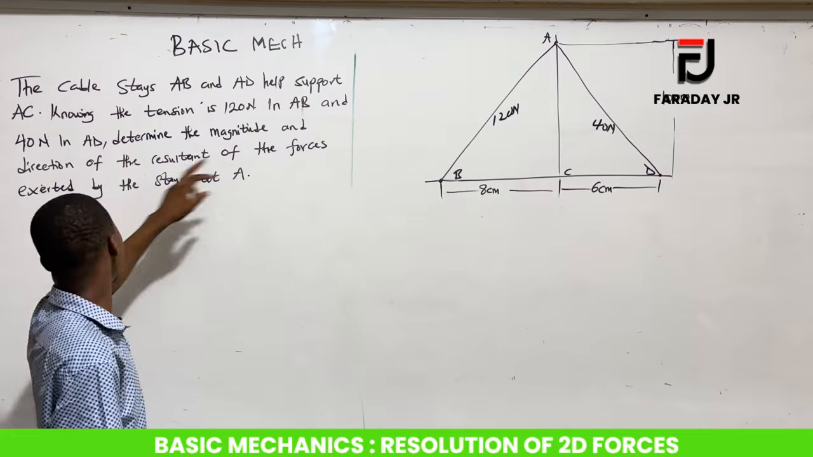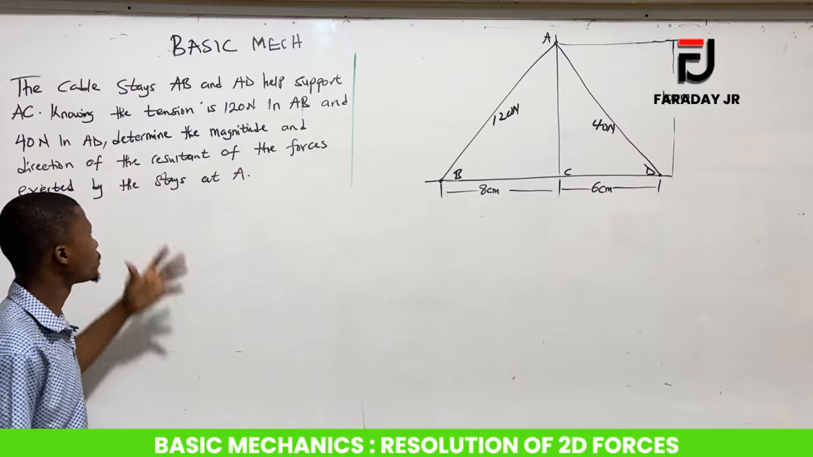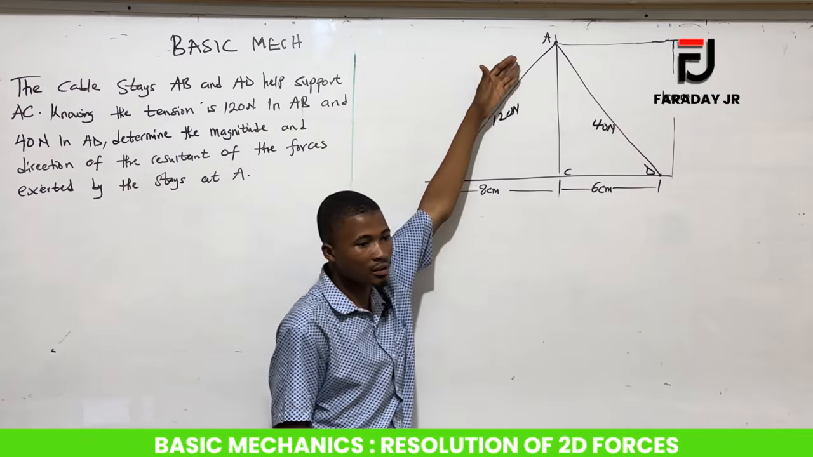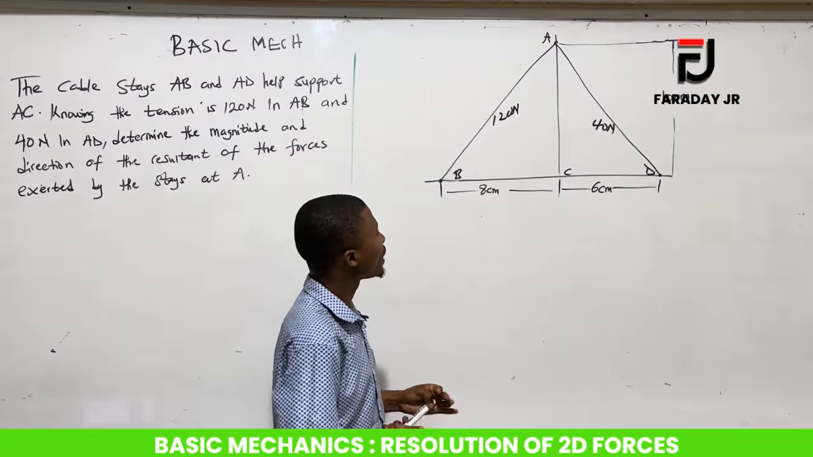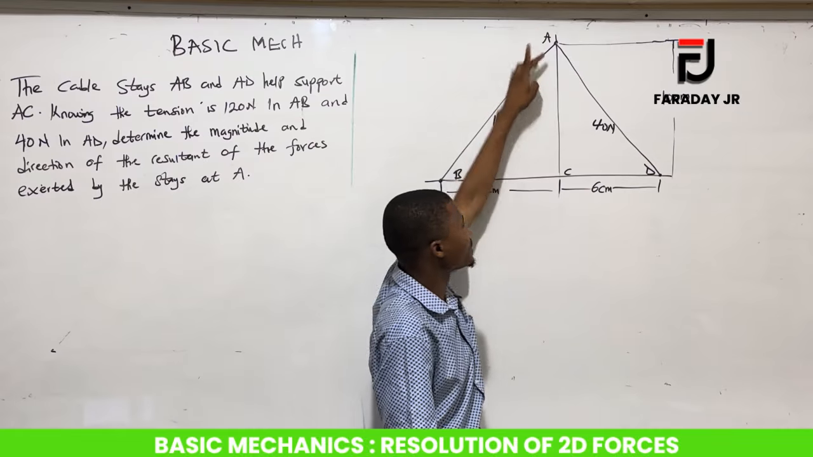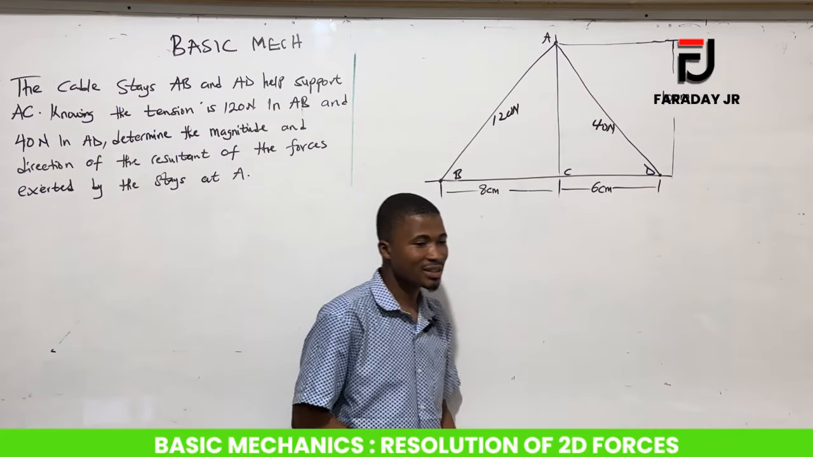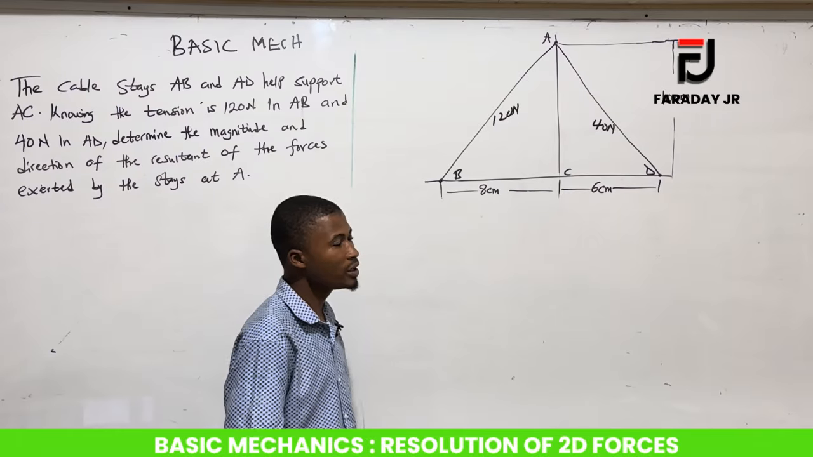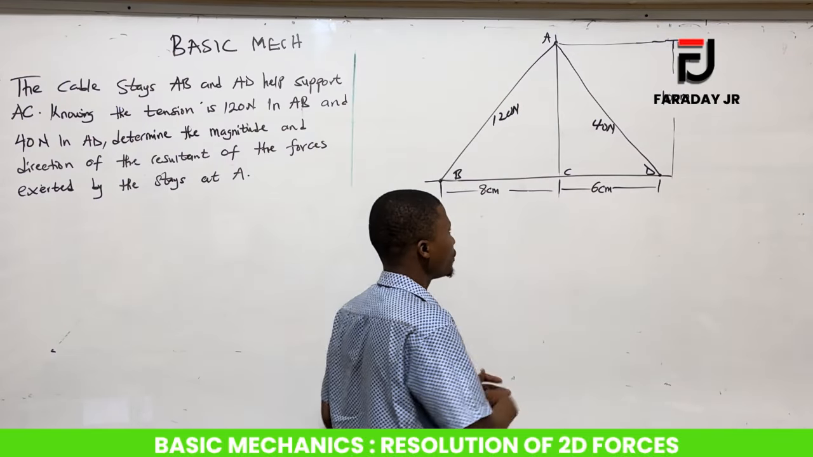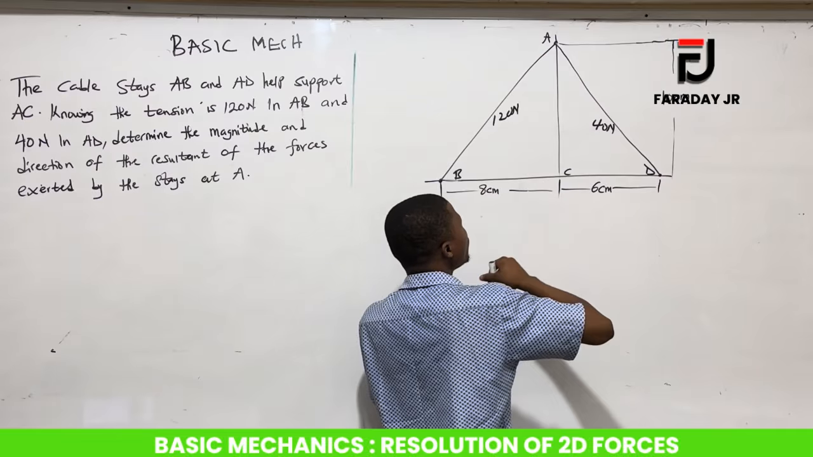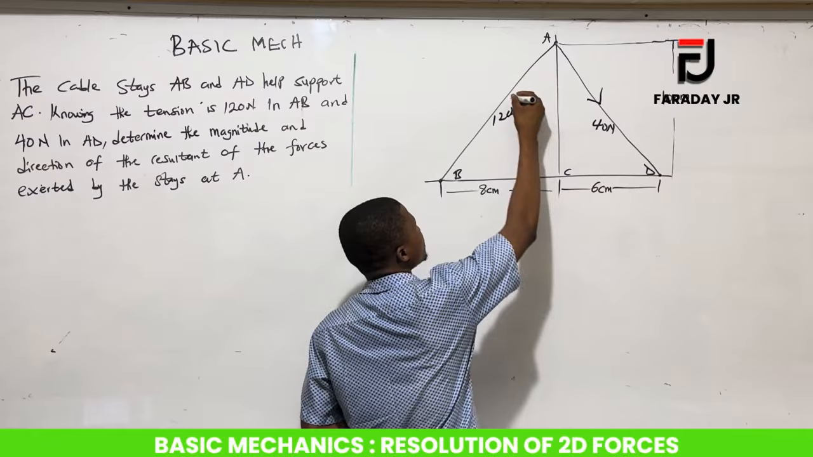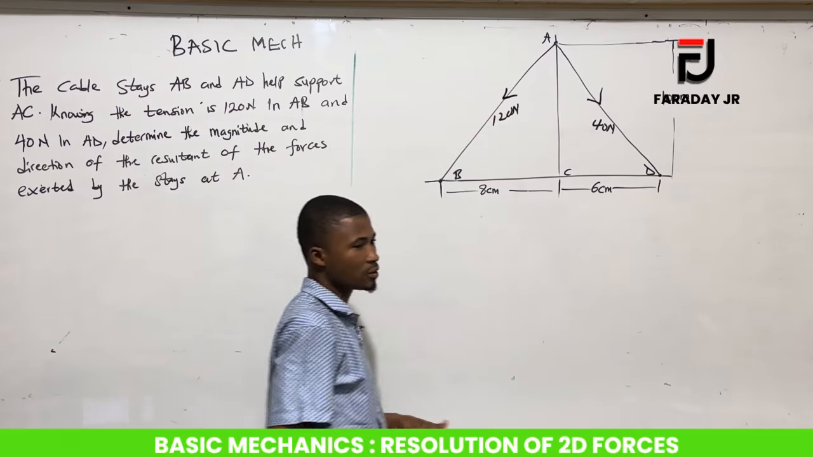Determine the magnitude and direction of the resultant of the forces exerted by the stays at A. Now it means that the support is actually taking place at A, and the pole is AC. Because it's a tensional force, it always acts in the opposite direction to where the force is being exerted. So whereas we have the stays at this side, the tensional force is going to move in this particular direction, and similarly, this one is also going to move in this particular direction.